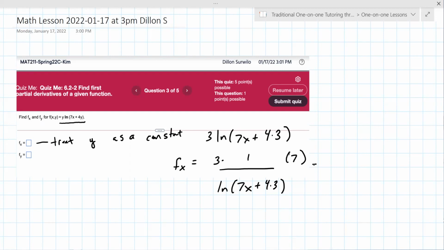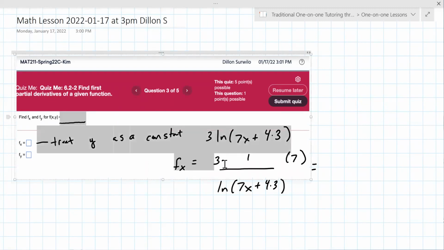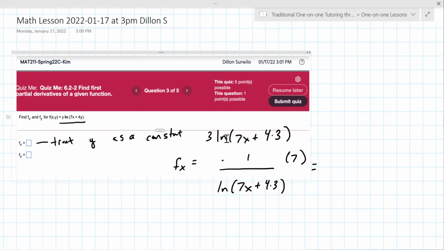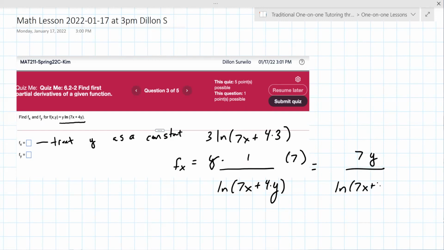Do you remember any of that from a calculus class? Okay, well that's good. That's a good starting point. Now it's not 3 though, it's y, and it's not 3 down there either, it's y. Your final simplified answer here is 7y over 7x plus 4y. And that's for fx. Fy is slightly more complicated.